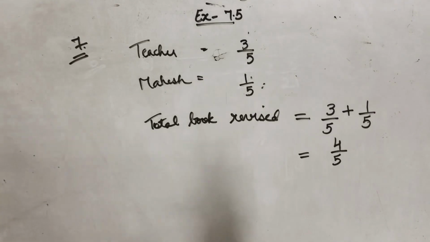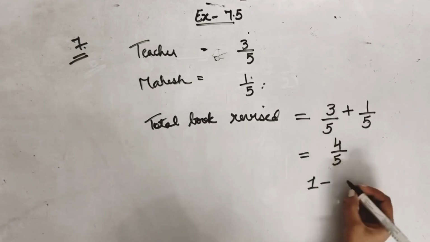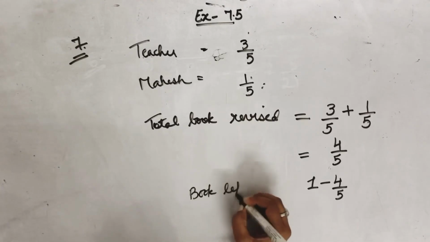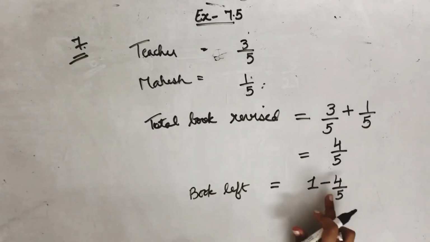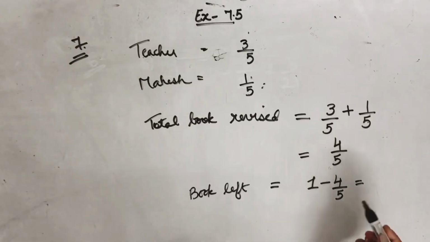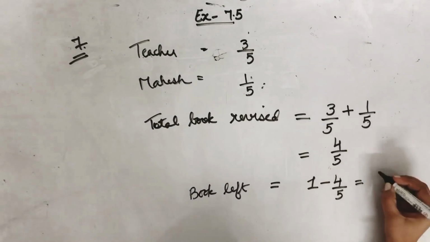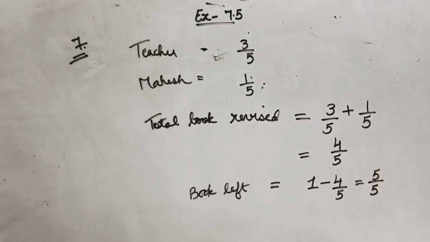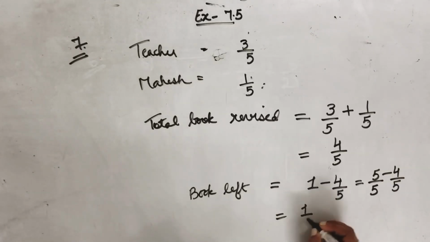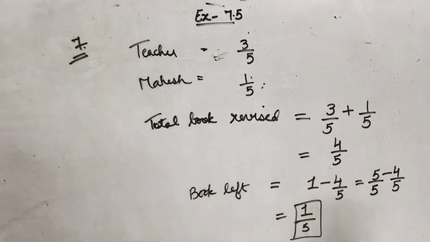So it will be 4/5. Now how much is left? In the case of fractions, the total of anything is 1. So from 1 you have to subtract 4/5. So book left is equal to 1 minus 4/5. Now you have to convert them into like fractions. The denominator is 5, so 1 can be written as 5/5 minus 4/5. So it will be 1/5. 1/5 is the answer.